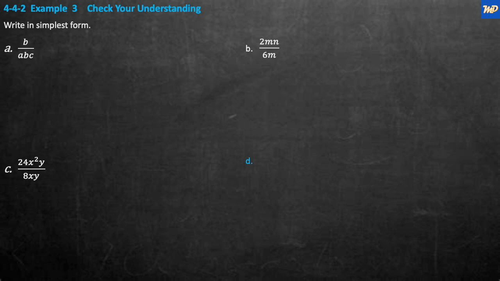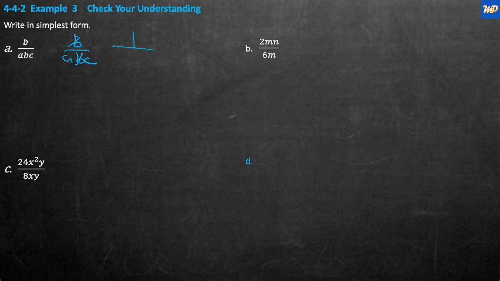So here in example 3's check your understanding, they want us to write our own simplest form without any help, as the last slide had a little bit of help for us. So let's go ahead and try and see what we can come up with. For a, we have b over a, b, c. These are all multiplied, so what we're doing now you can freely do. This b matches with this b, so this b can cross out and this b can cross out. And then the answer, since there's nothing on top, the answer ends up being a 1.